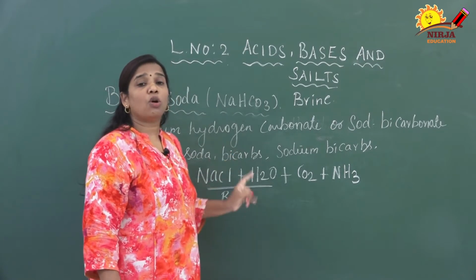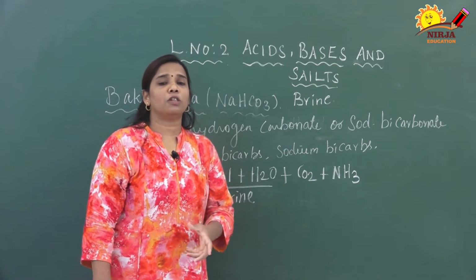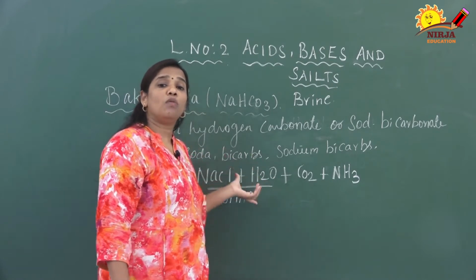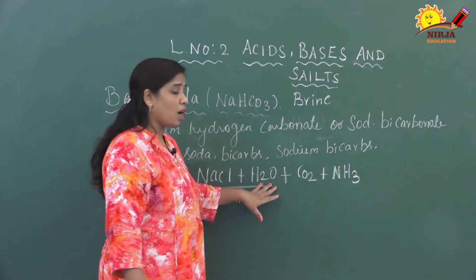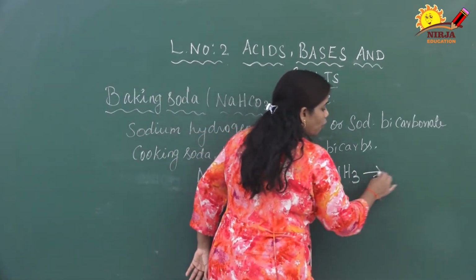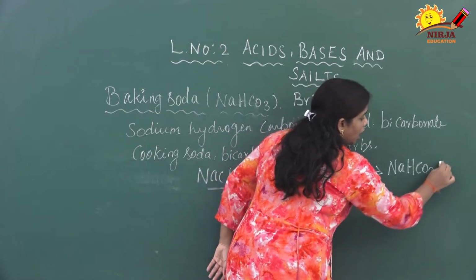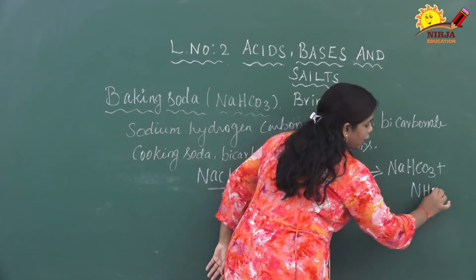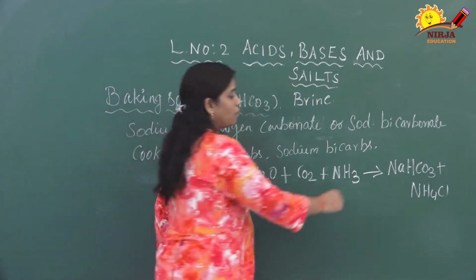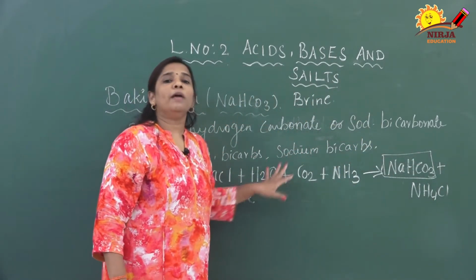This process is called the Solvay process. What is meant by the Solvay process? The product we get from this process is baking soda. So this equation you have to write. This is called the Solvay process. NaCl plus water along with carbon dioxide and ammonia, we get 2 products. One is sodium bicarbonate, NaHCO3, along with ammonium chloride, NH4Cl. This is the byproduct. So this way we can prepare baking soda. This process is called the Solvay process.